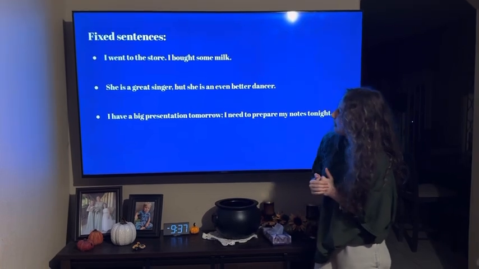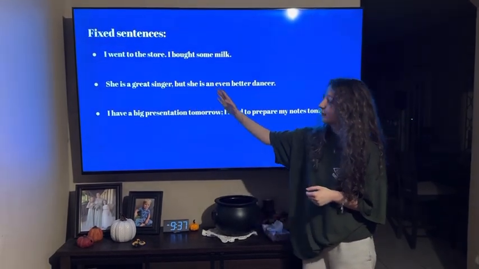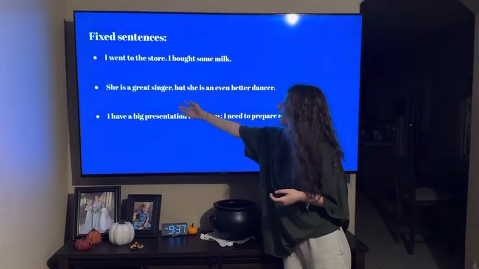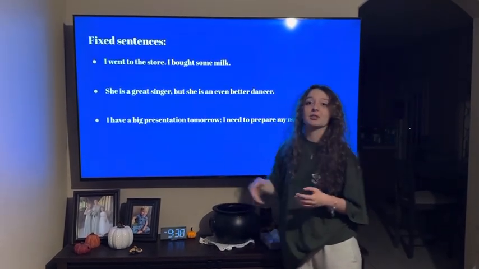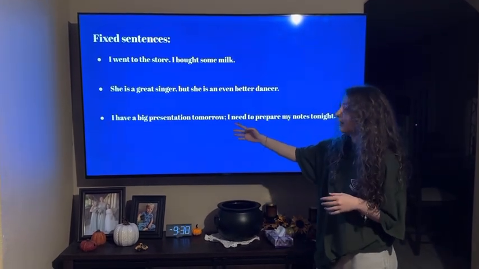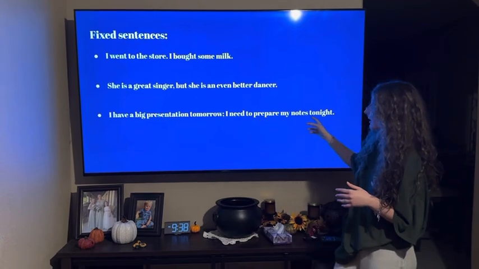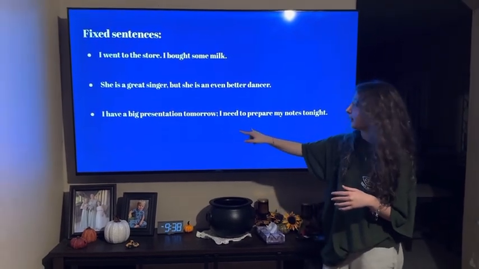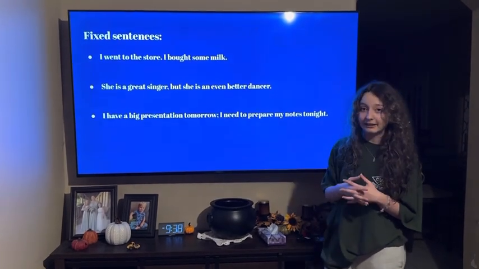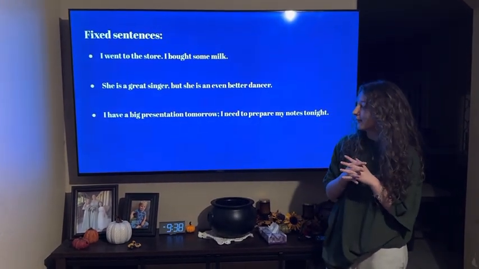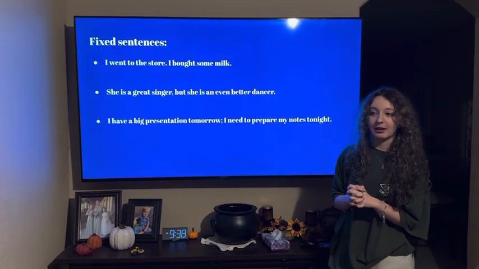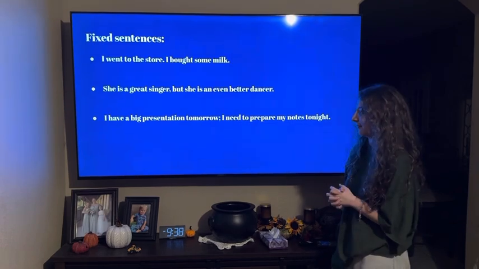The next example is, she is a great singer, comma, but she's an even better dancer. We still have the comma, yes, but we also have that conjunction word right there that's able to connect the two together. And then finally, I have a big presentation tomorrow, semicolon, I need to prepare my notes tonight. These two independent clauses are related to each other, and this semicolon is able to correctly connect the two, as again, it is a stronger punctuation point, contrasting to the comma.